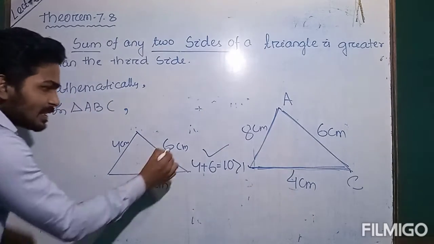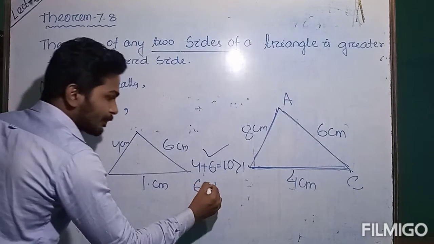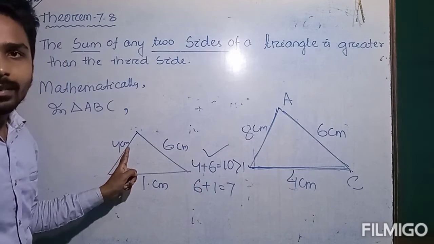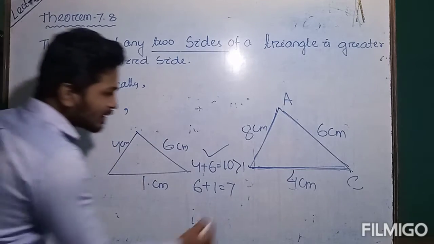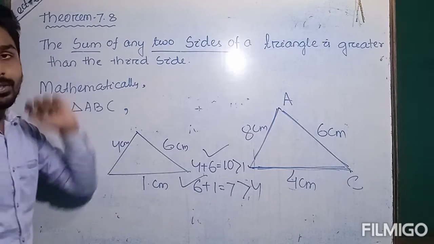Let us take this side with this side, 6 with 1, and add them. The result is 7. Now is 7 greater than the third side? Because we have taken these two sides, this is the third side. Obviously 7 is greater than 4. That means this condition also holds good for this theorem.